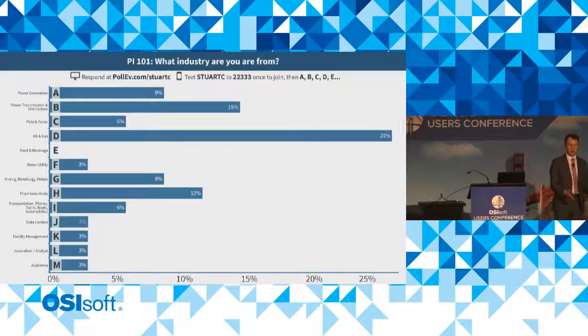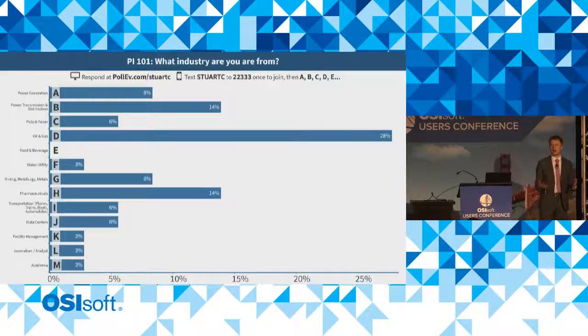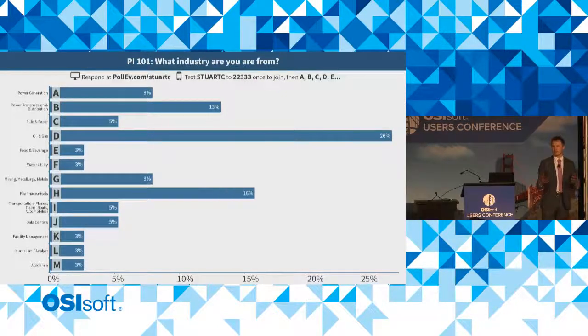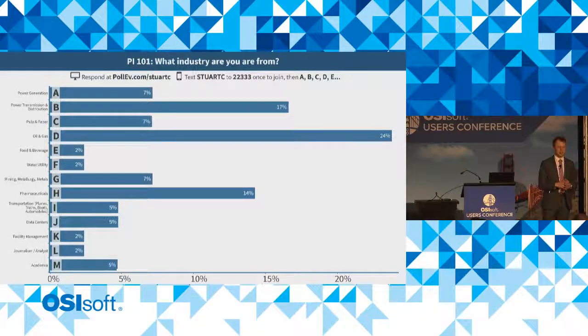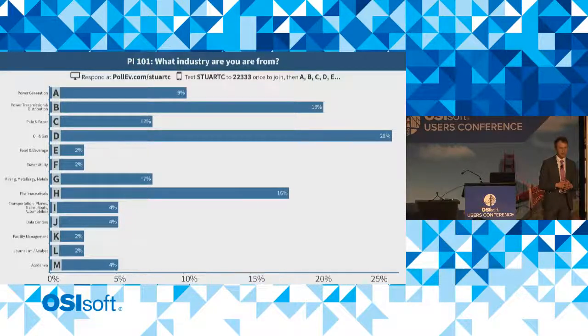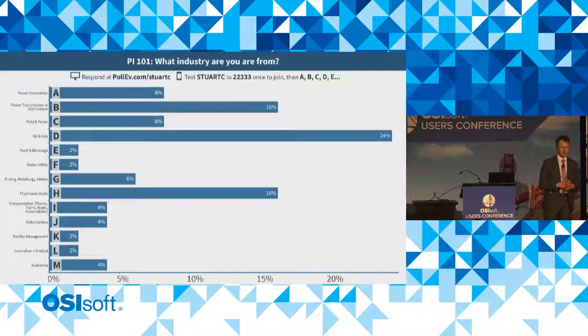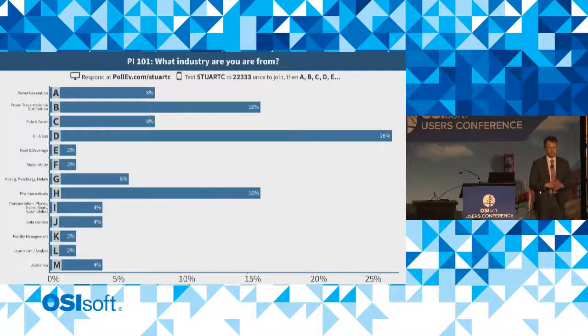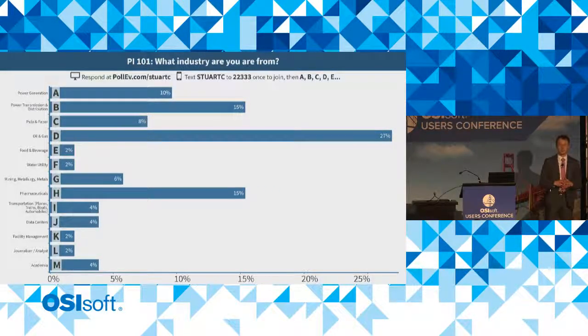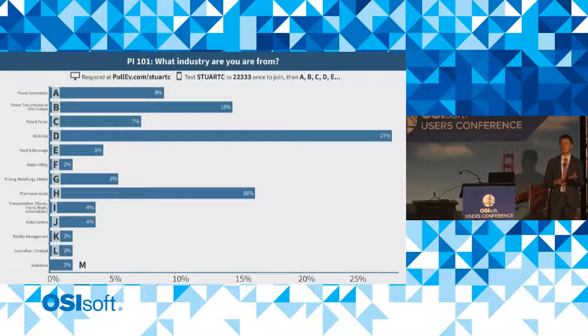Now, I've listed out all the ones I could think of. I did not include other categories, so if you're not included, I apologize for that. But we have most of those. So oil and gas, power transmission distribution, pharmaceuticals, the big one. Yeah. And this speaks to one of the things I'd like you to get first off about the PI system.